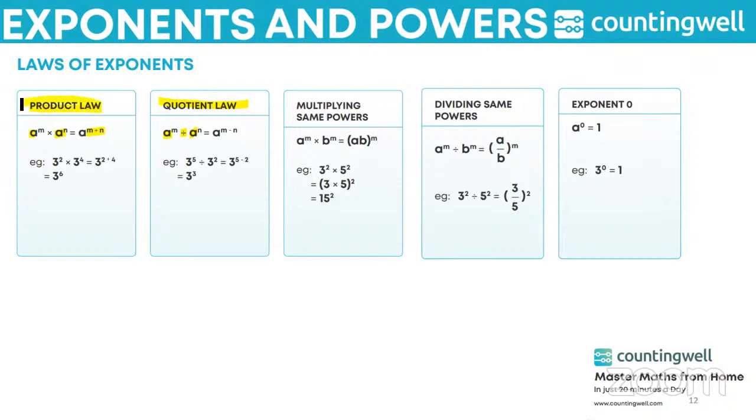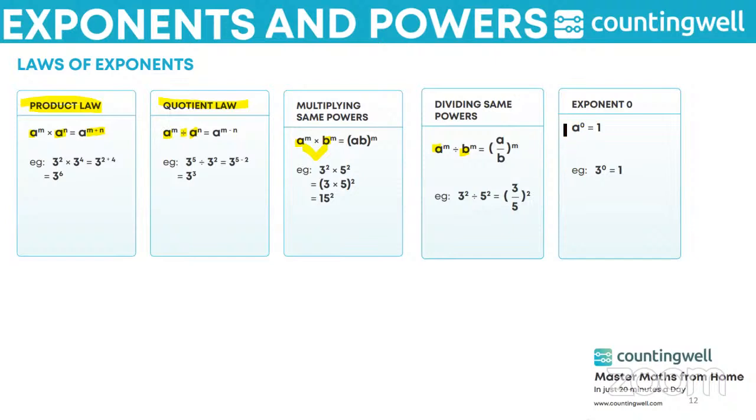Now what will happen if we have different bases but same exponent? In this case, we will take the product of the bases and raised to the exponent n. So if you have 3 square into 5 square, this will be nothing but 3 into 5 raised to 2. So we have 15 square. And if we have different bases, same exponents, and we are dividing these two numbers, then we have a by b raised to n.